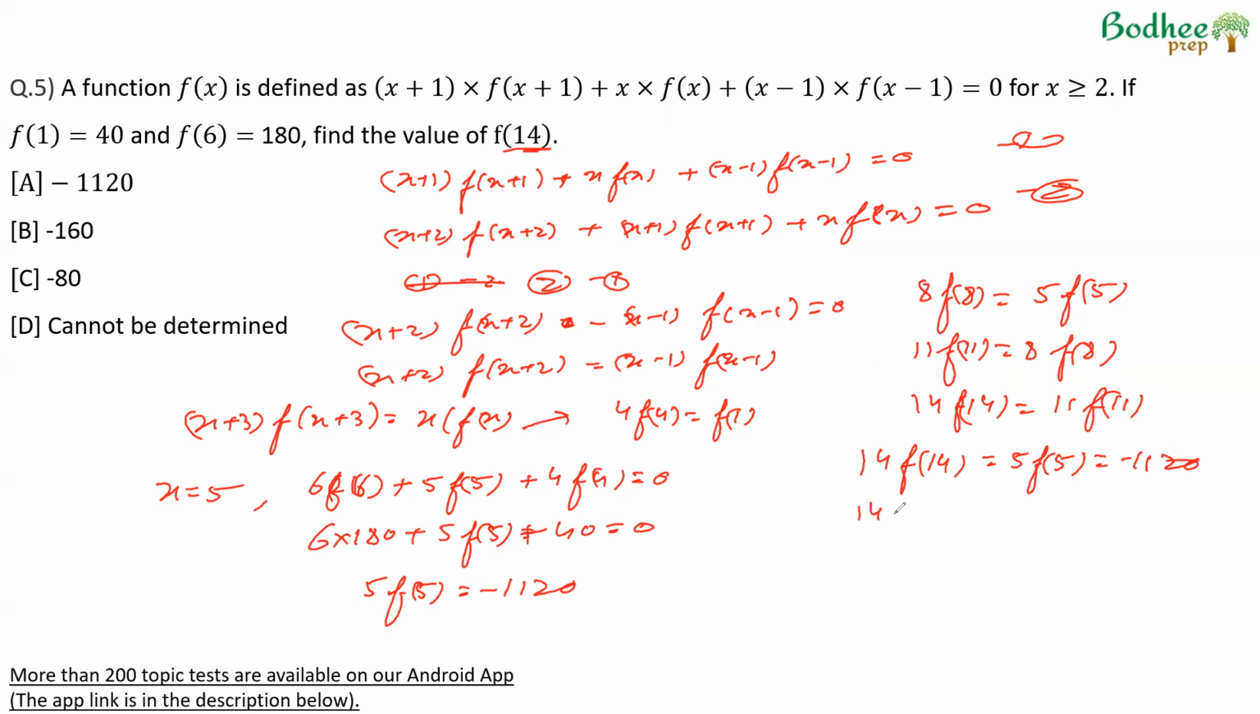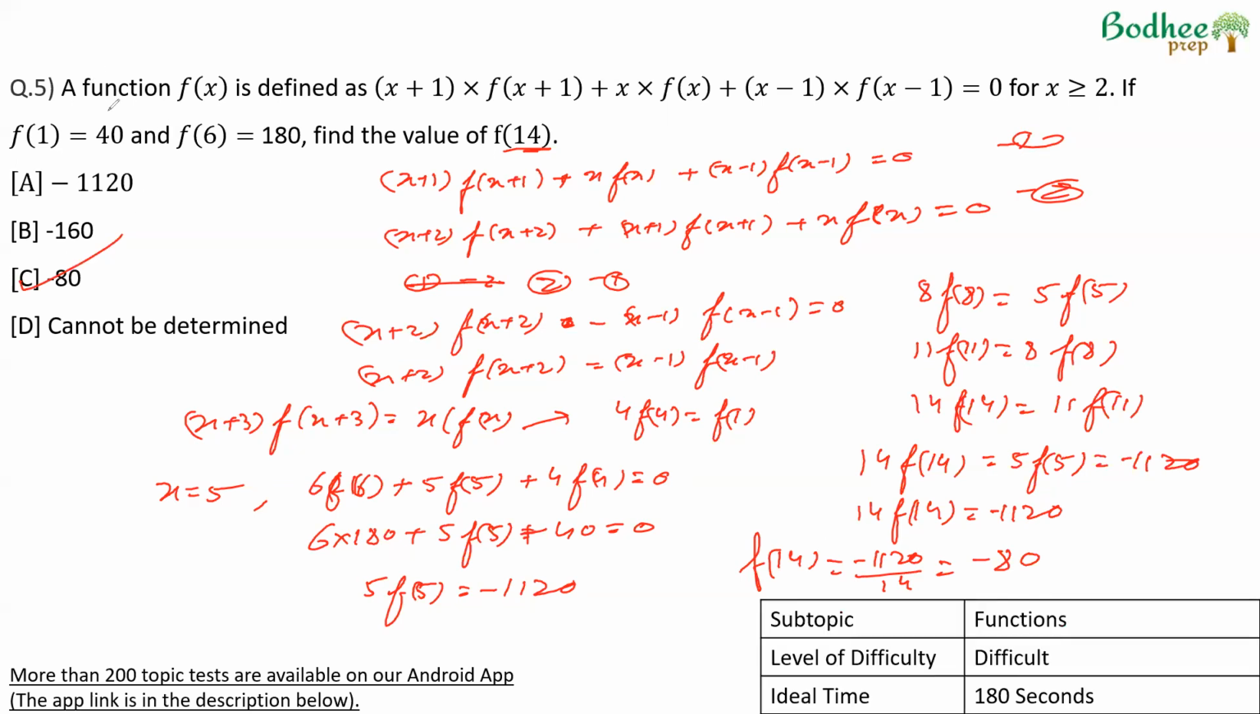And therefore, f14 is equal to minus 1120 upon 14, which will come out to 14 8s are 112. Minus 80 becomes the answer, option number C.